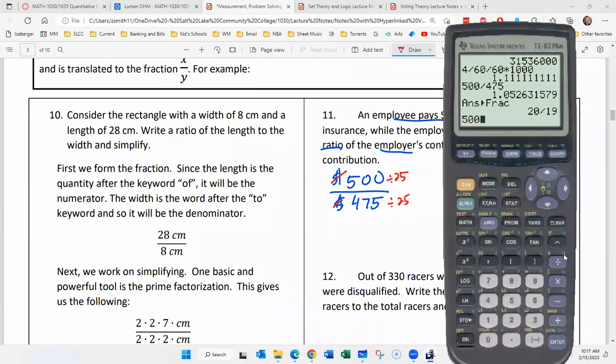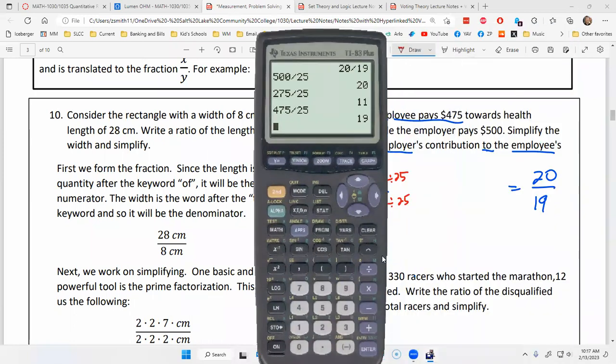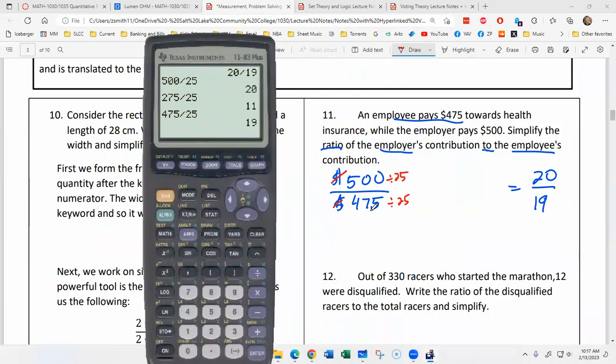And then 500 divided by 25, there's 20, that's the numerator. And 475 divided by 25 is a 19. Oh, I did 475. There we go. 20 over 19. That is the simplified ratio.